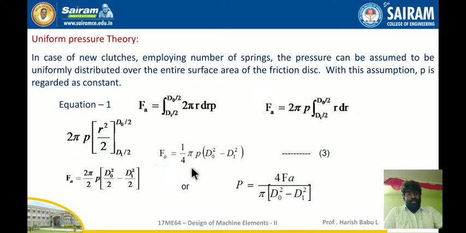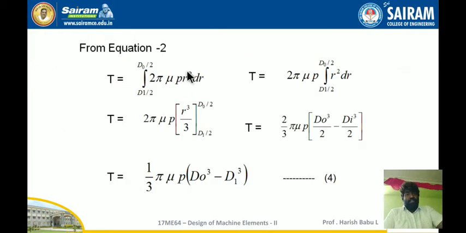So I'm going to simplify. I'm going to get the equation as FA, that is axial force, equals 1 by 4 pi P (d naught square minus di square). So that will be the equation for axial force when I consider uniform pressure theory. Or I can say the pressure intensity is equal to 4 into axial force divided by pi into (d naught square minus di square).